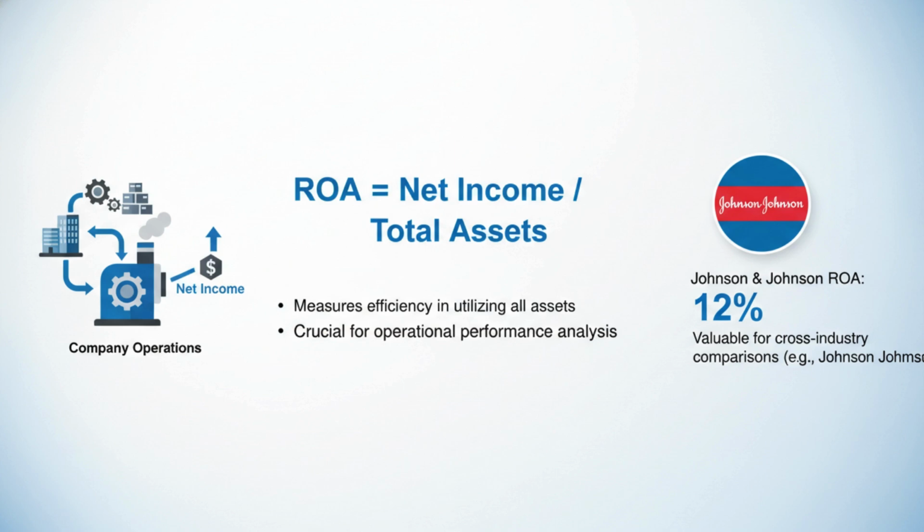Comparing ROE and ROA can reveal a company's financial leverage. If a company has a high ROE but a relatively low ROA, for example, ROE 25% and ROA 5%, it often indicates that the company is using a significant amount of debt to finance its operations. This leverage can magnify returns for shareholders, but it also introduces higher risk.